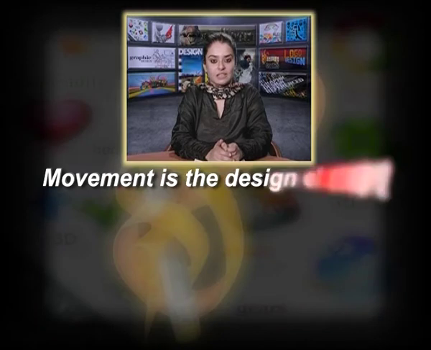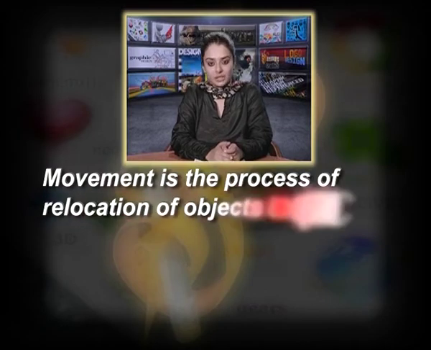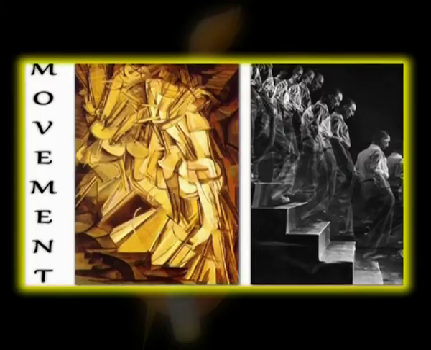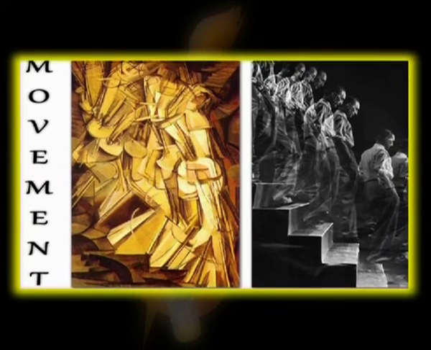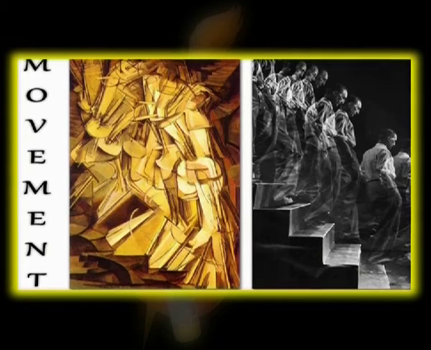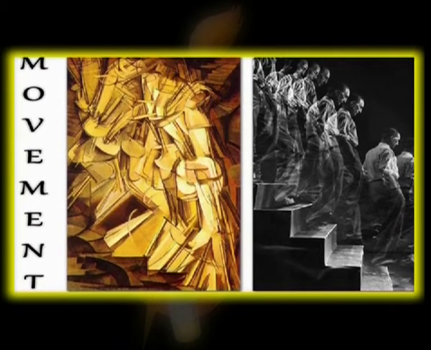Movement is the design element that operates in the fourth dimension, which is time. Movement is the process of relocation of objects in space over time. Another way to think about movement is to consider how the viewer's eyes move through the composition. In this case, we consider how the viewer perceives the composition, how the components relate and lead the viewer's attention.